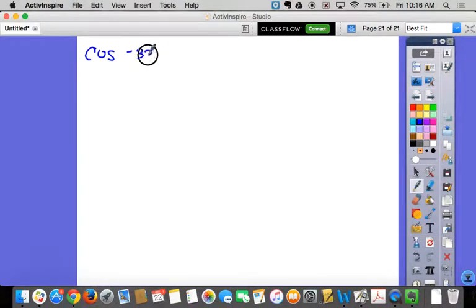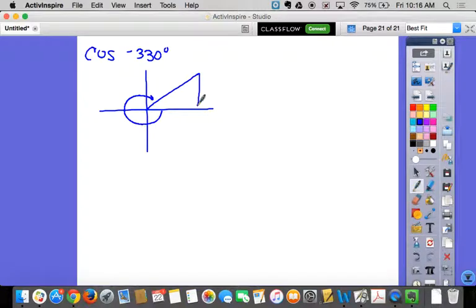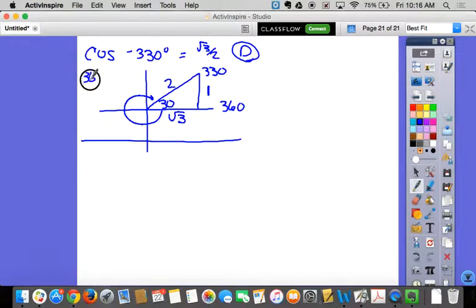Oh, you got one more. Cosine negative 330. Negative means we're rotating the weird way, and we're going to go all the way over here. If it's 330, and you got 360, it's a difference of 30, so that's a 1, square root of 3, and that's a 2. First quadrant, so everything's positive. Cosine is square root of 3 over 2. Where is that? D. Okay. And that was 36.